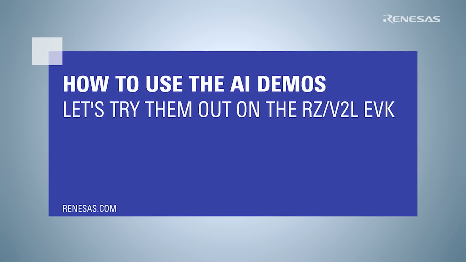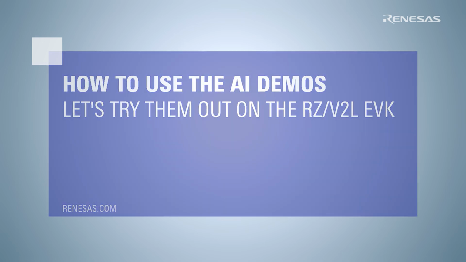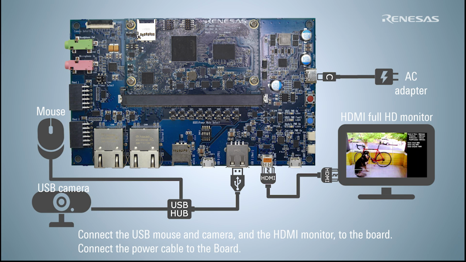This video demonstrates how to run the Renesas AI Applications Demo on the V2L Evaluation Board Kit. This AI Applications Demo requires the following external equipment in addition to the V2L Evaluation Board Kit: an HDMI monitor which allows display with full HD resolution, a USB camera, and a USB mouse.